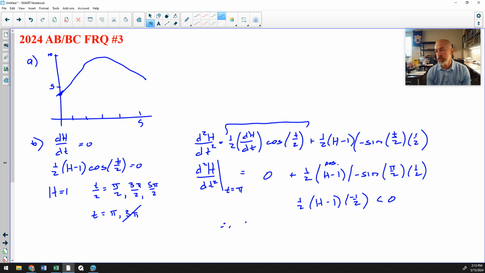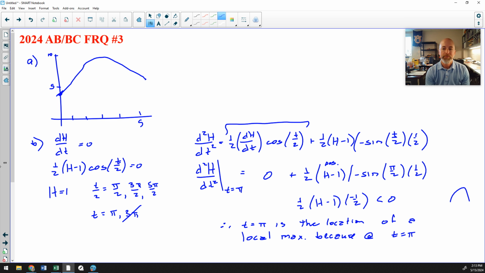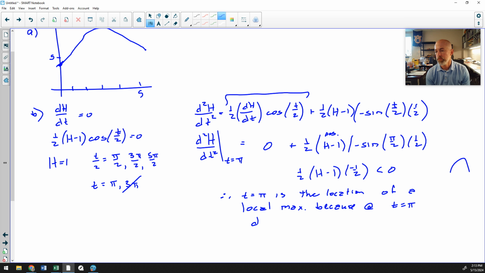So that's less than 0. Therefore, t equals pi is the location of a, see, if my second derivative is negative or concave down, that's a local maximum, because at t equals pi, my first derivative, dh dt, my writing is bad, is equal to zero, and simultaneously my second derivative is less than zero. That is known as your second derivative test. And that is all for B. Goodness. Okay, now finally C.